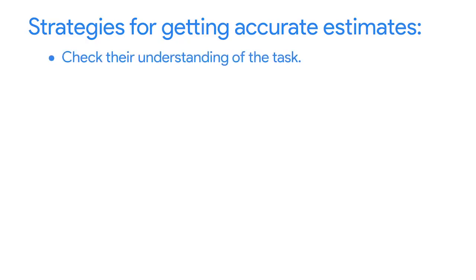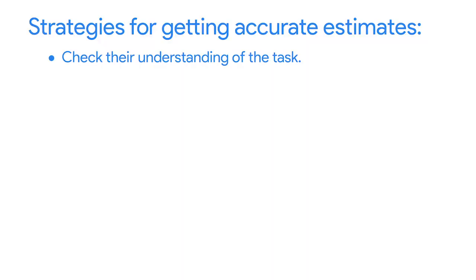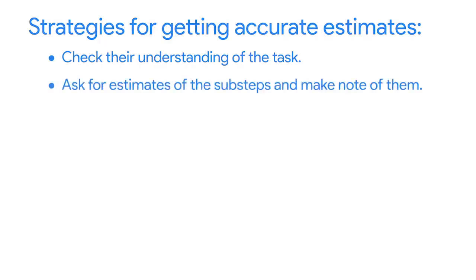First, check their understanding of the task. Ask the expert to explain all the detailed steps involved in the task. You won't include every detail in the project plan, but by having the expert do this, you're getting them to thoroughly think through the work involved before providing you with an estimate. Next, ask for estimates of the sub-steps and make note of them. Then, add them all up and compare that total with the expert's estimate of the total time needed to complete the task.